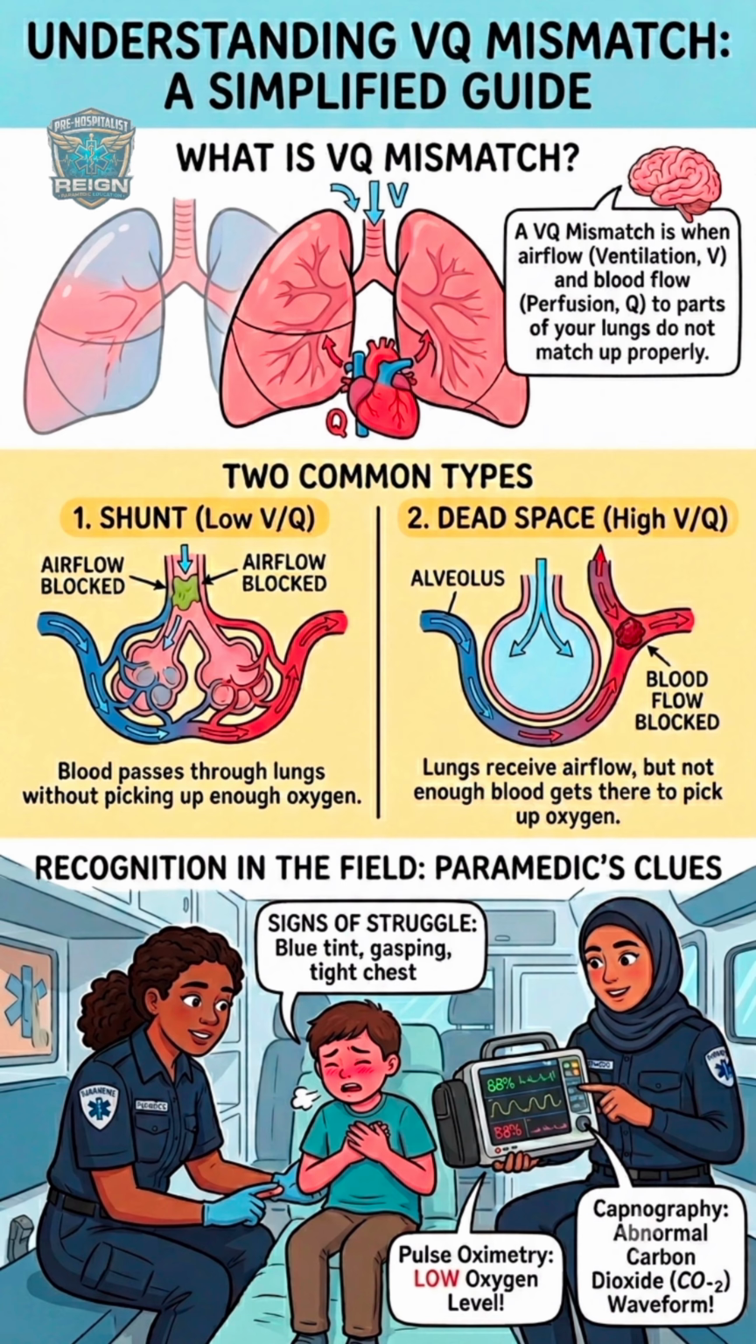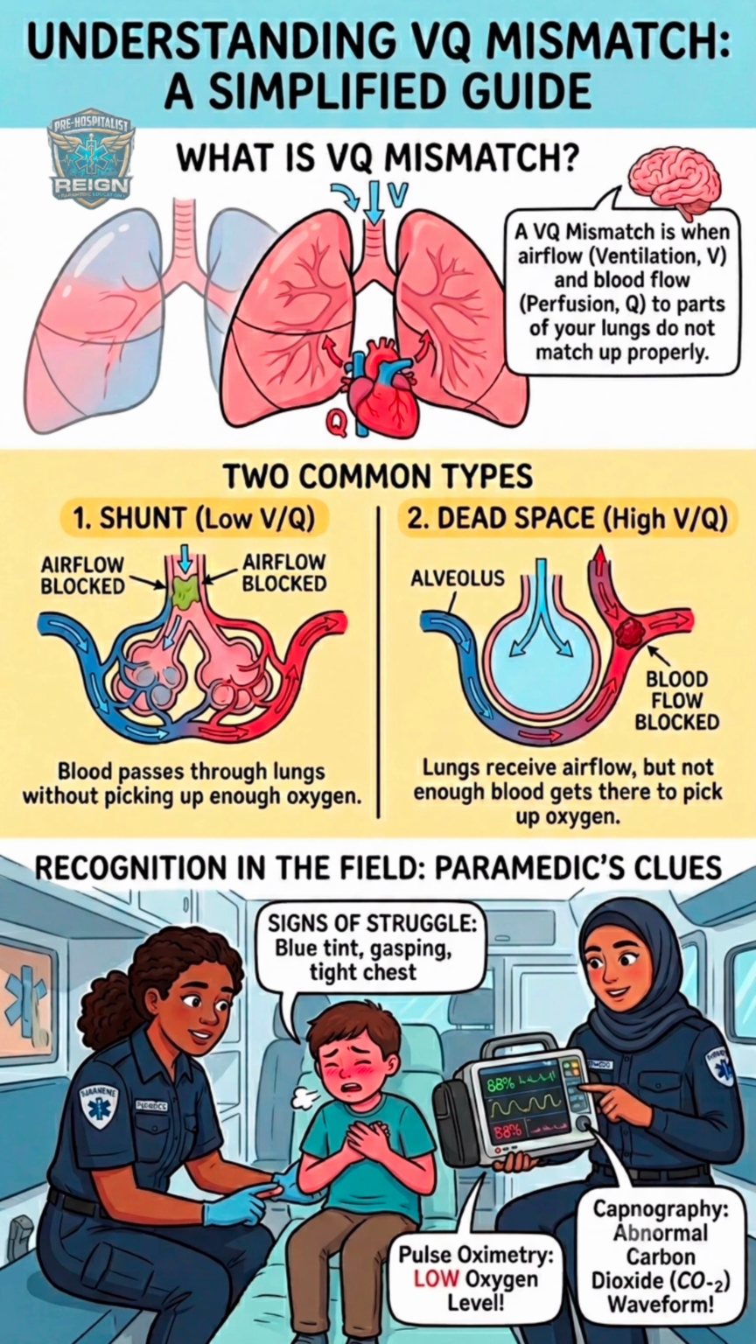But treating them requires completely different strategies. If it's an air problem, asthma, they need medication to open the airways. If it's a blood problem, a clot, giving them breathing treatments won't fix the blocked blood vessel. They need to get to a hospital for clot-busting medicine immediately.